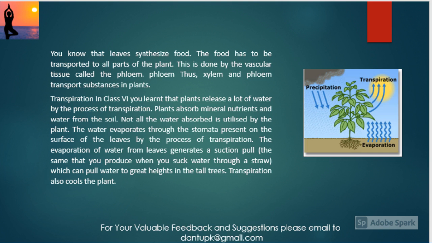Transpiration. In class 6, you have learnt that plants release a lot of water by the process of transpiration. Plants absorb mineral nutrients and water from the soil. Not all the water absorbed is utilized by the plant. The water evaporates through the stomata present on the surface of the leaves by the process of transpiration. The evaporation of water from leaves generates a suction pull, which can pull water to great heights in tall trees. Transpiration also cools the plant.